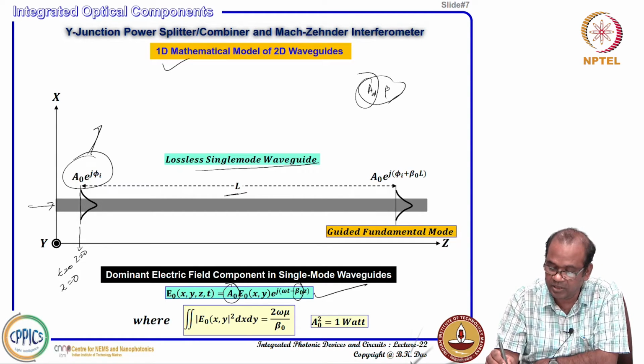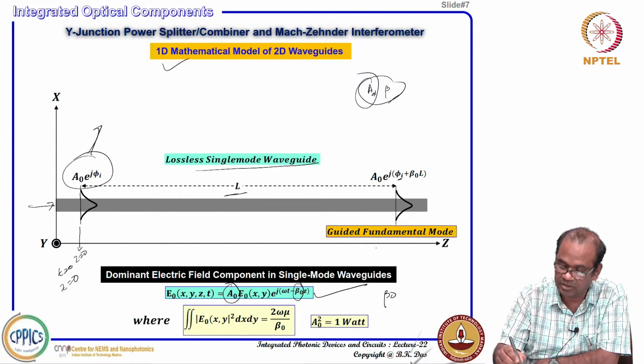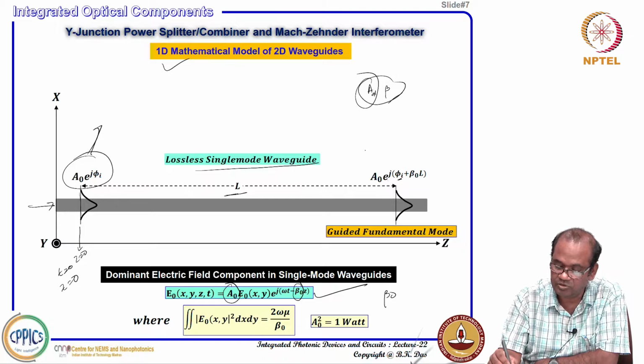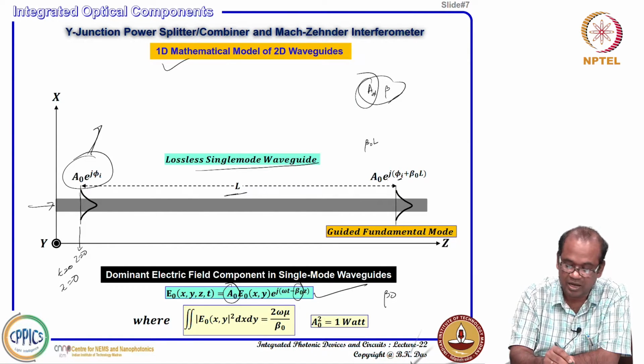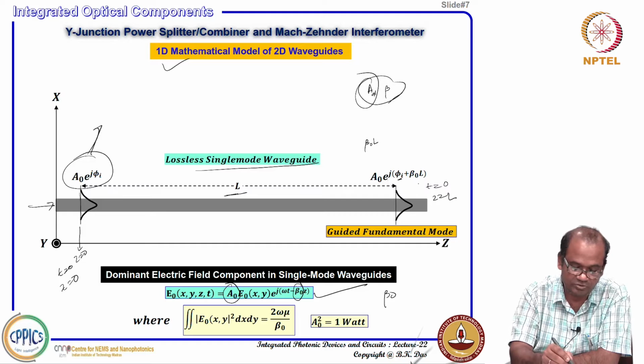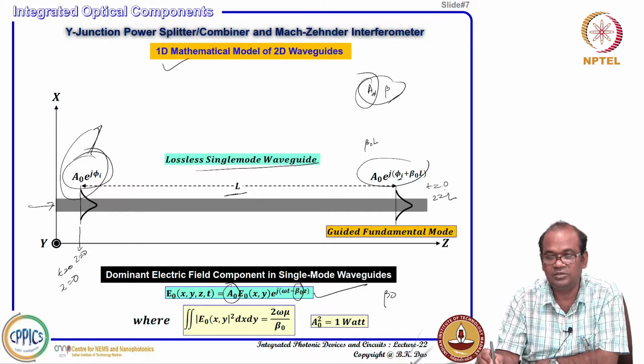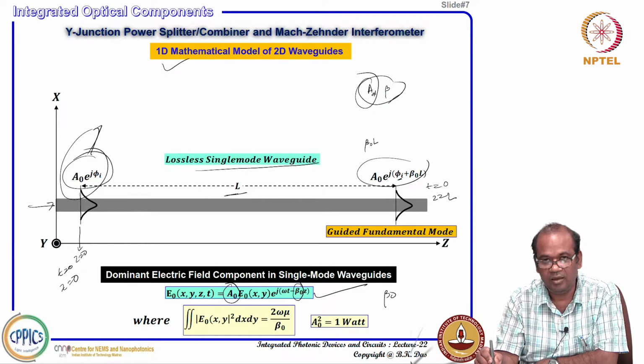So, then what I will be getting is A naught e to the power j phi I, along with that it has a propagation constant beta naught. That means travelling a length L, it will acquire a phase of beta naught L. So, I will acquire phase phi I plus beta naught L. This is also exactly equal to t equal to 0 and z equal to L. So, that means t equal to 0, this is the situation at z equal to L.